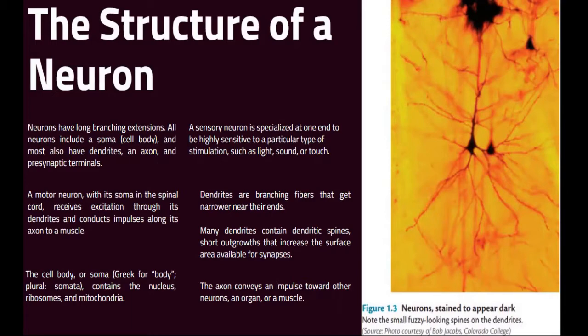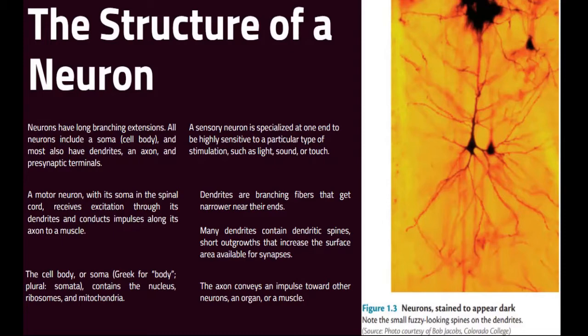With its soma in the spinal cord, a motor neuron receives excitation through its dendrites and conducts impulses along its axon to a muscle. The sensory neuron is specialized at one end to be highly sensitive to a particular type of stimulation, such as light, sound, or touch. The sensory neuron conducts touch information from the skin to the spinal cord.